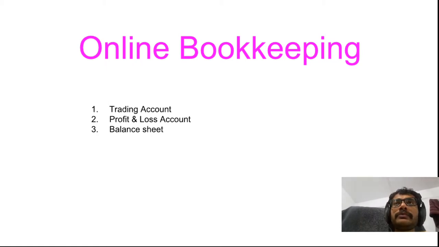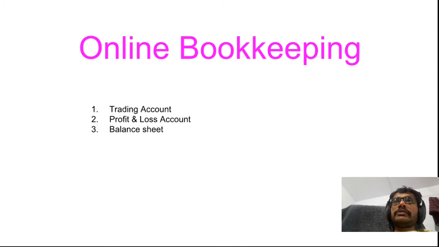Online bookkeeping. If you are working in paperless technology and online, you should have knowledge of your basic accounts, ledgers, basic terms, regulations, all the things. So now we start first with our trading account, profit and loss account, and balance sheet. Three basic statements for the finalization of accounts.